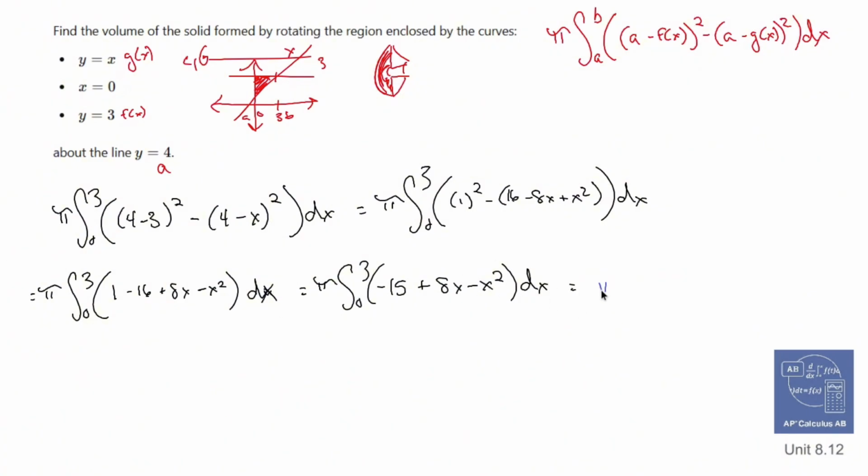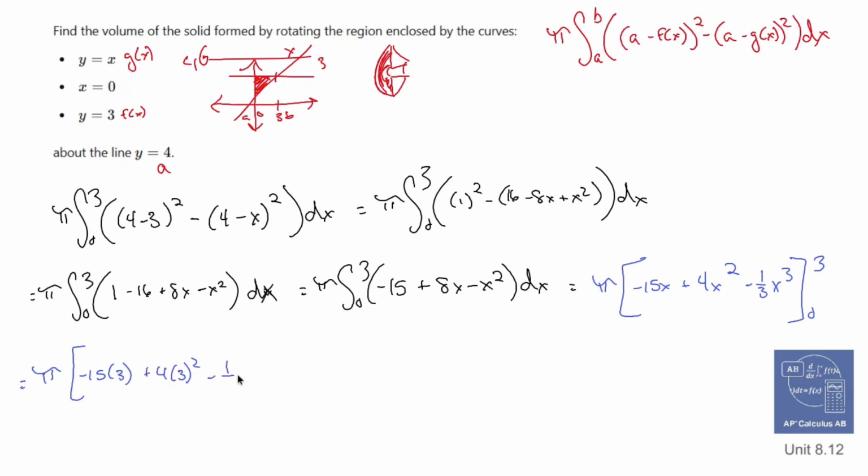Pi is still living out there. The integral of negative 15 is negative 15x, plus that'll be 1/2, so 4x squared, and that'll just be minus regular 1/3 x cubed, with limits at 0 and 3. Let's plug in 3. Pi times negative 15 times 3 plus 4 times 3 squared minus 1/3 times 3 cubed. If I plug in 0, I get 0 plus 0 minus 0 times pi, which is 0.